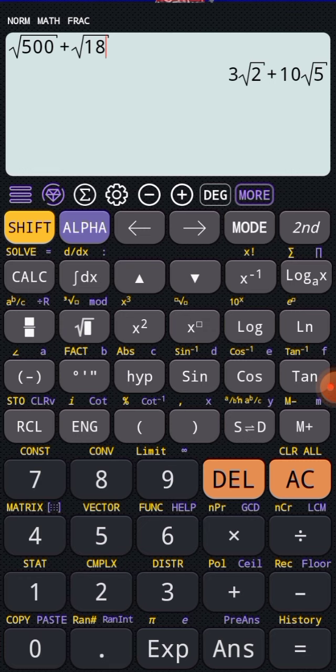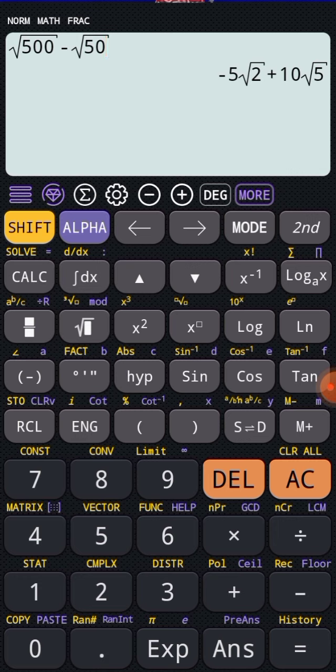Then look at root 500 minus root 50. Root 500 minus root 50. We're going to have minus 5 root 2 plus 10 root 5, or 10 root 5 minus 5 root 2. Any of them. Can be 10 root 5 minus 5 root 2, or minus 5 root 2 plus 10 root 5.